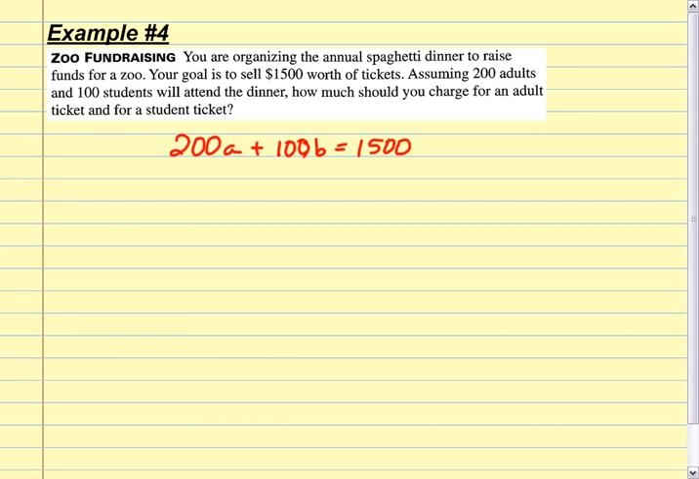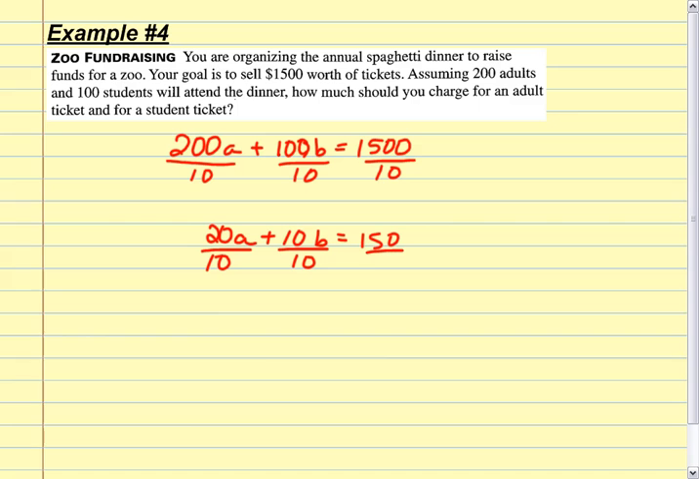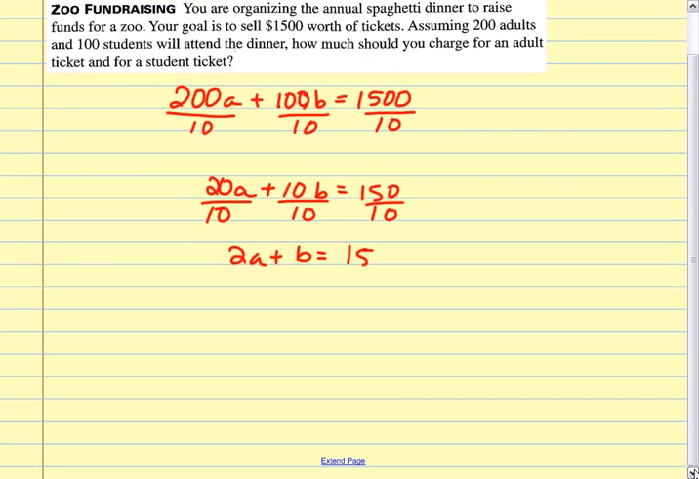Now, what I can see is that I could divide everything by 10 just to make these numbers smaller, right? So now that's going to be 20A plus 10B is equal to 150. Well, I can divide it by 10 again. And that's going to give me 2A plus B is equal to 15. Now, remember, in an ordered pair, we do it alphabetically. So that means instead of 2x plus y equals 15, we've got 2A plus B.